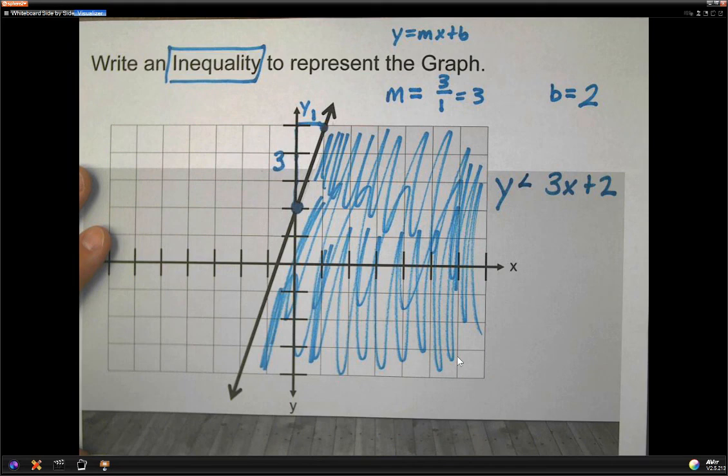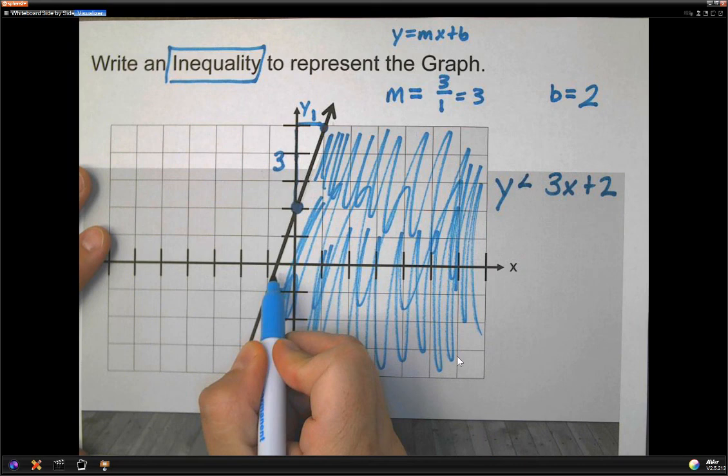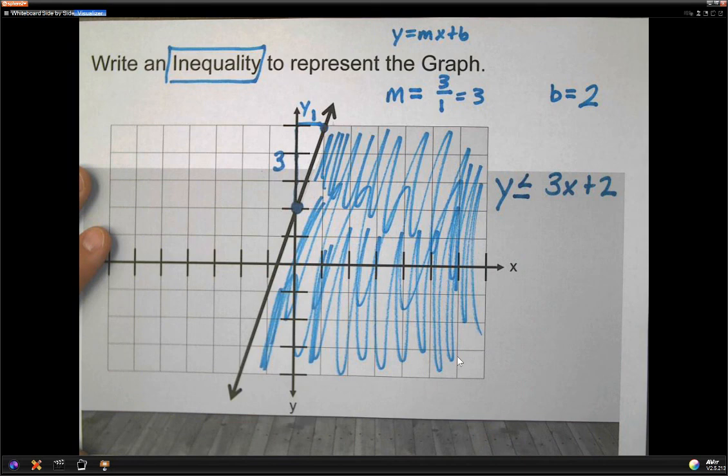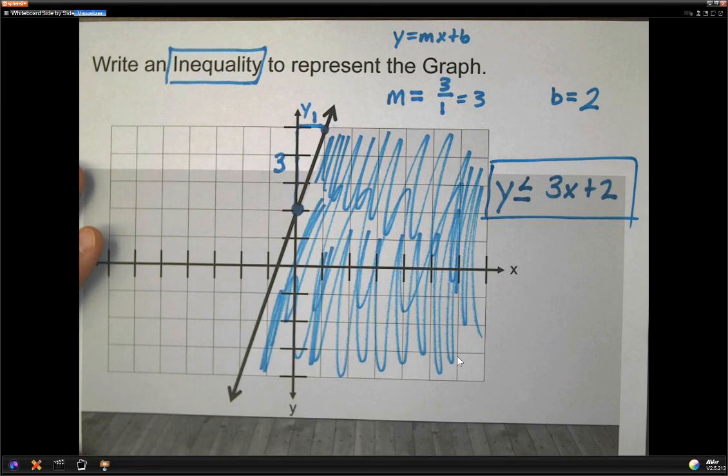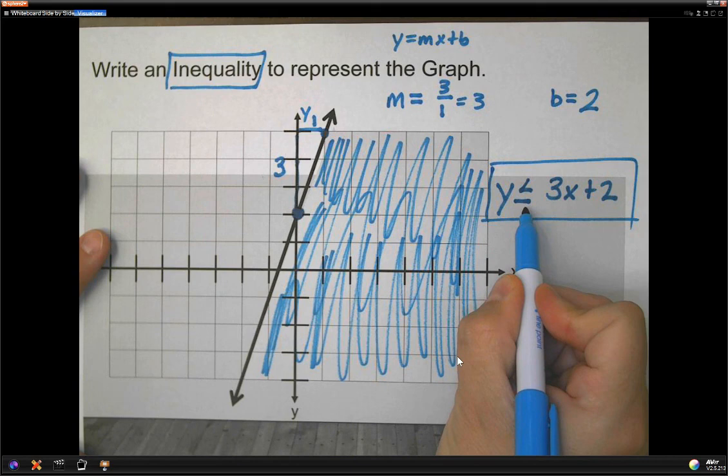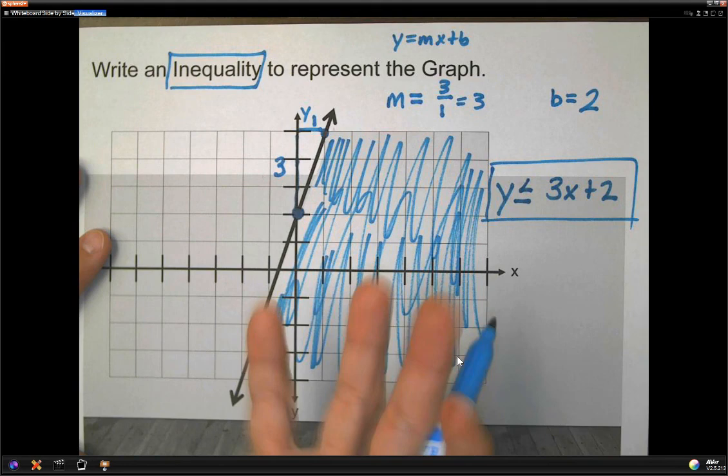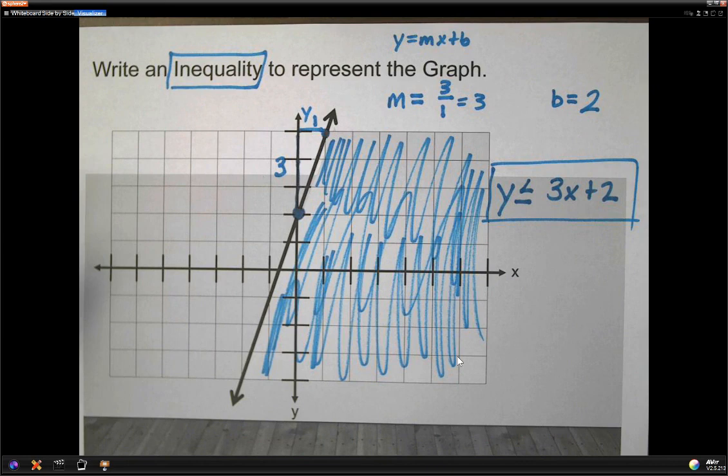Now, the line also determined whether it was solid or dash. And when it was solid, that's when it was always equal to. And thus, I have now created an inequality that represents the graph, right? Now, again, if this was dash, we wouldn't have had the equal to here. Again, if the shading was on the other side, greater than the graph, then we would have had a greater than symbol. But that's how you represent an inequality given a graph.